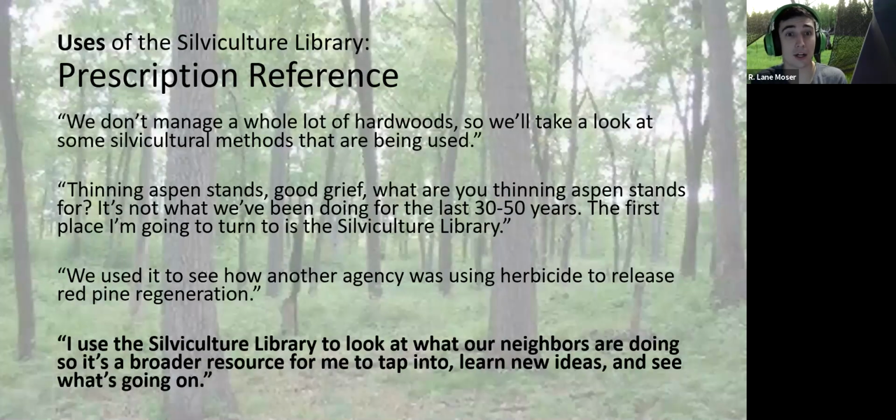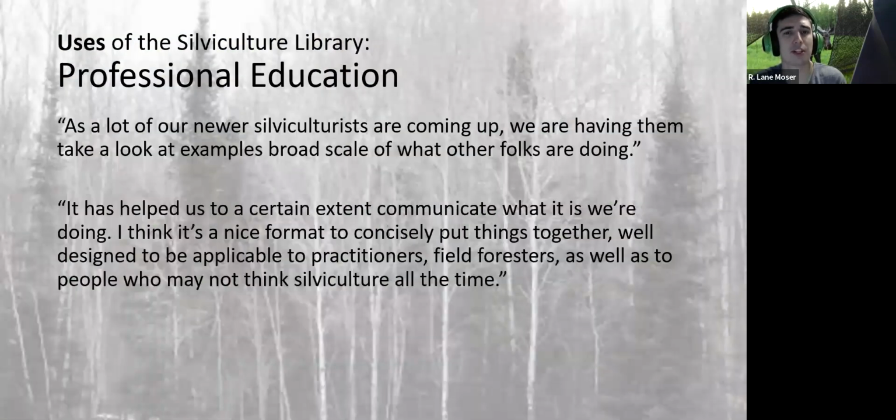Another common response as part of this theme was seeing what the neighbors were up to, meaning that foresters could look at how adjacent agencies or organizations were managing their land. Participants mentioned using the silviculture library as a way to teach employees, both newer and more experienced, or private landowners, and to generally communicate concepts within and beyond agencies.